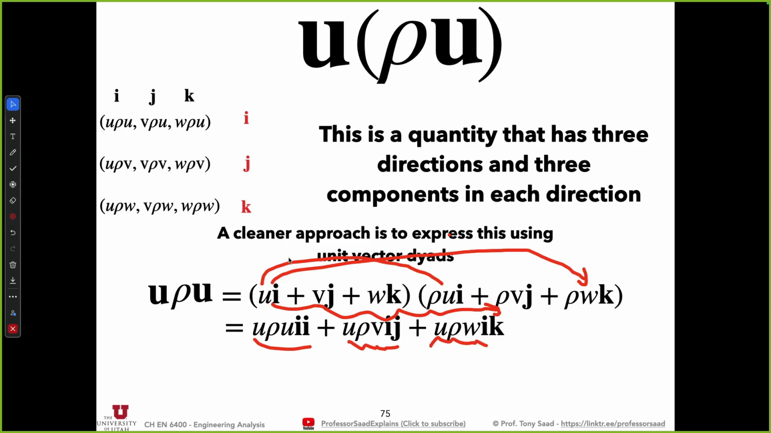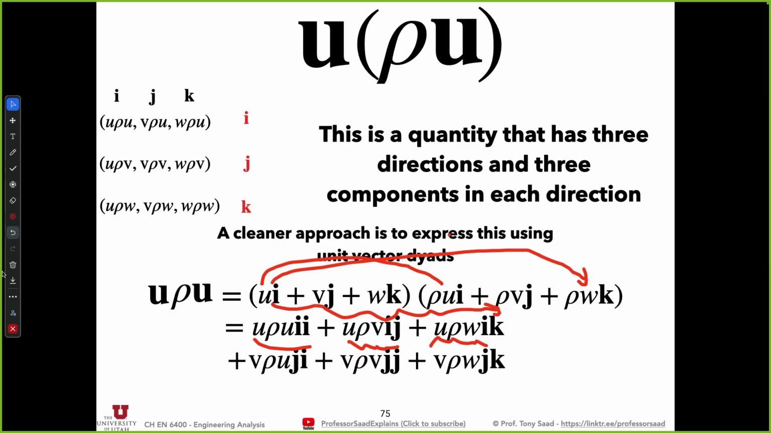Now, this immediately makes sense to me. Why? Because the first index is the direction, the second index is the component. I can look at u rho w without looking at the unit vectors. What is u rho w? It's the advection of rho w by the u component. Then look at the unit vectors: they're i, k. That makes sense. k is the z component of momentum, rho w, and i is the u velocity component. That makes much clearer sense to me.